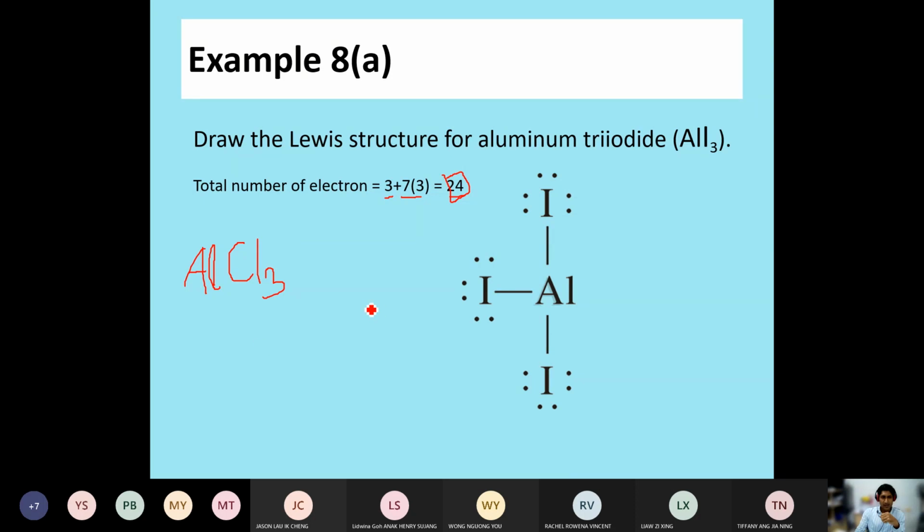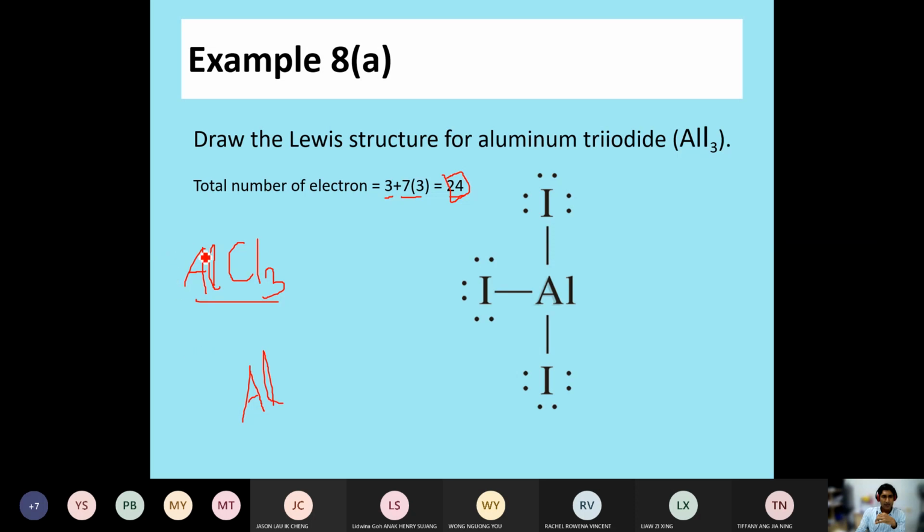The easier way to draw the Lewis structure, for example, it has already been drawn for you. I'm showing you for aluminium chloride. Remember the rule for drawing a Lewis structure: the less electronegative element will be at the center. But it does not apply for hydrogen, because hydrogen cannot make more than one bond. There is a hydrogen exception. So the less electronegative element in aluminium chloride is aluminium.